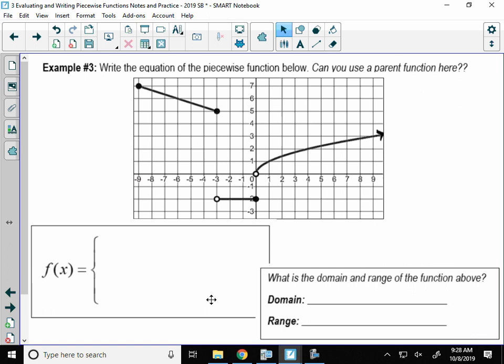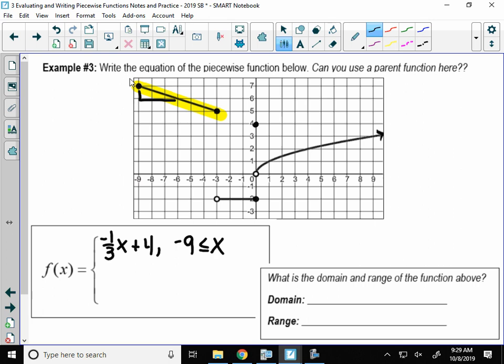So let's do the first equation here, the left portion. Okay, this is a segment, and it's a line. So my slope of the line is down 1, right 3, so -1/3 x. And if I continued that slope, it looks like I'd cross the axis at +4. That is a segment, so I have 2 endpoints here. My left endpoint's at -9, that is a closed dot. And then I have a closed dot again at -3, so that's that domain.